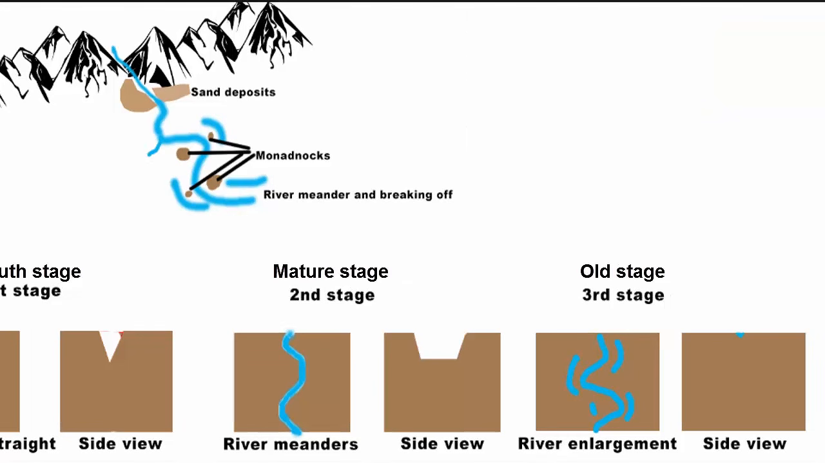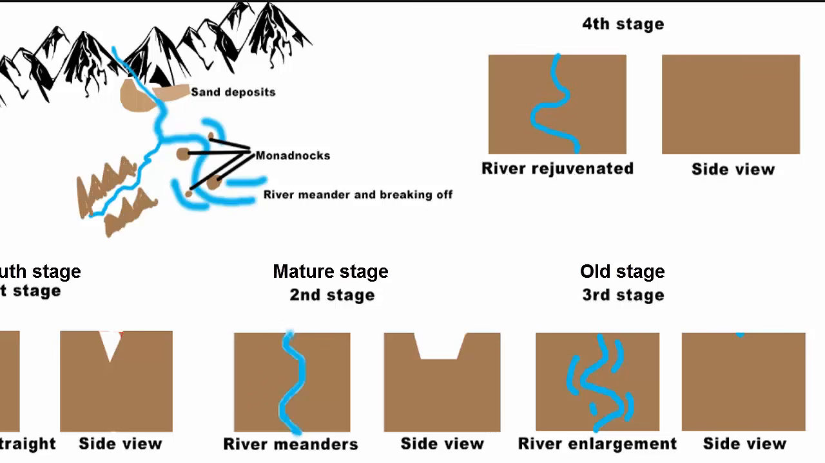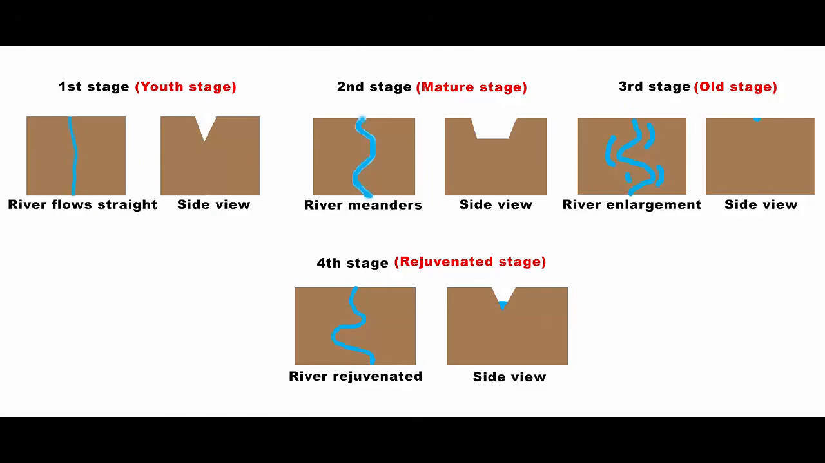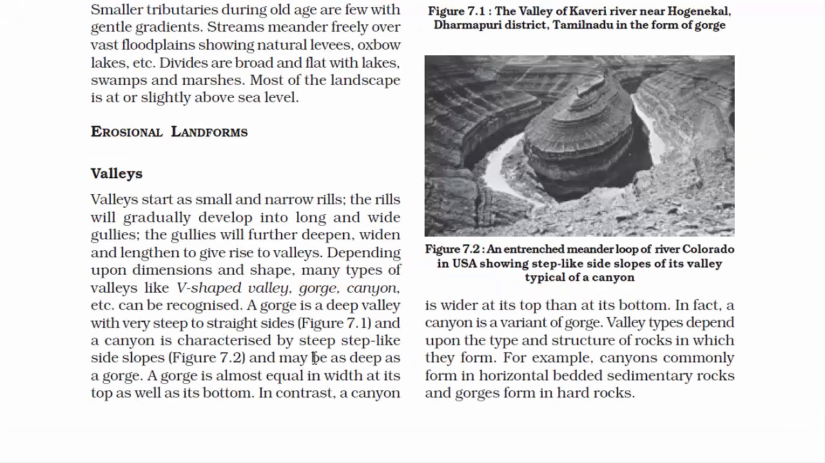Now the entire cycle can stop here, but if the river finds a depression or a lowland, then the cycle would repeat again and form valleys, or in simple terms, the youth stage would repeat again. So I hope with this illustration you are now familiar with different stages of landscape, which happen all because of running water. Now we are going to read about erosional landforms.